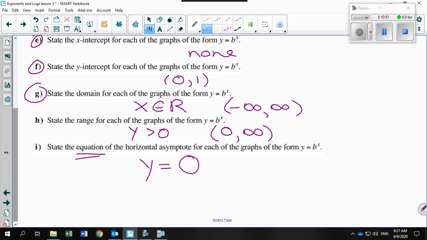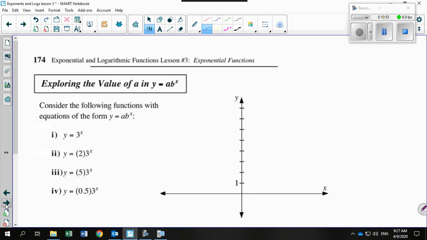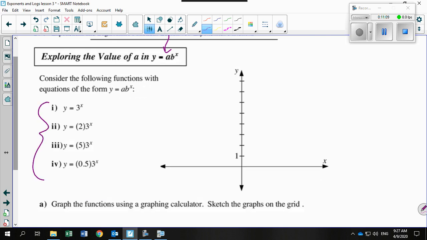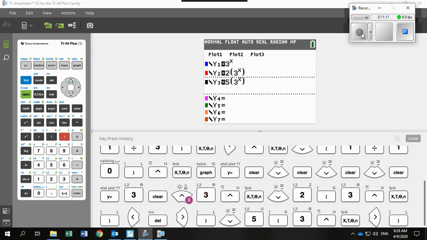Let's move on to the second parameter, which is a. What is a going to do? Now, if you remember our transformations, a was our vertical stretch, and it stretched our graph vertically. So let's plug these into our calculators and see what happened.